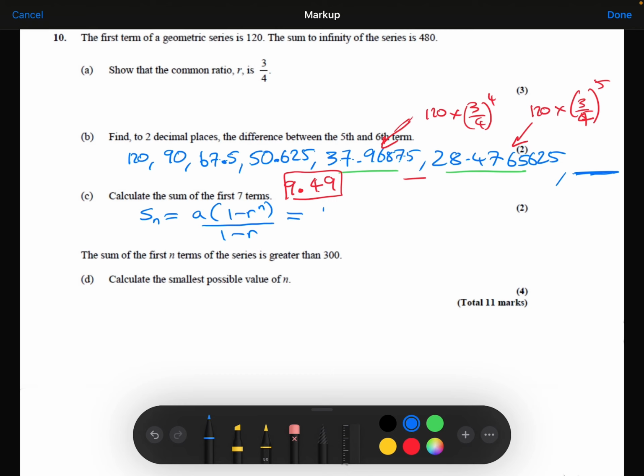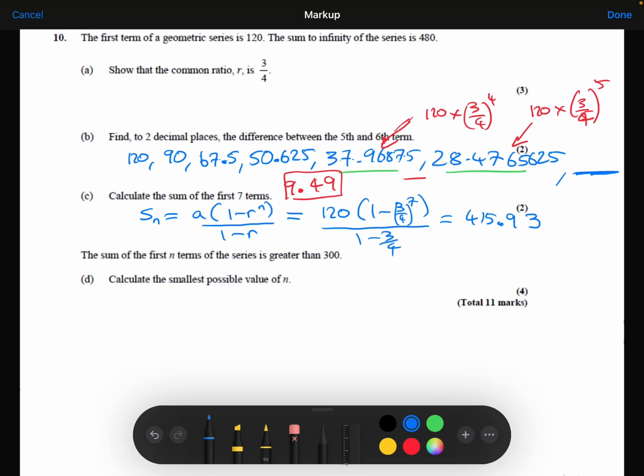So for the first 7 terms, we'll have 120 times 1 minus 3/4 to the power 7 divided by 1 minus 3/4, which is 415.93 to 2 decimal places. We are then told that the sum of the first n terms of the series is greater than 300. And we need to calculate the smallest possible value of n.